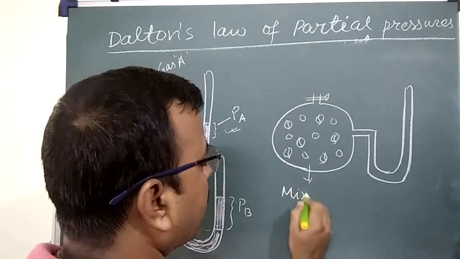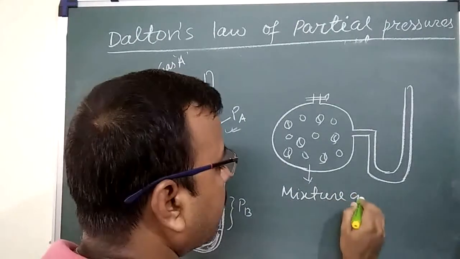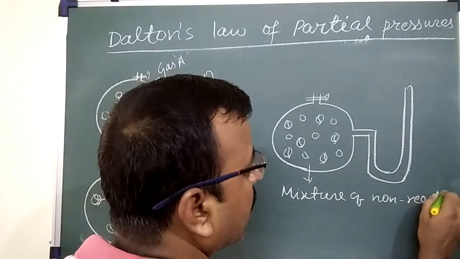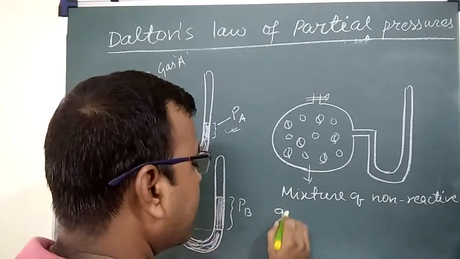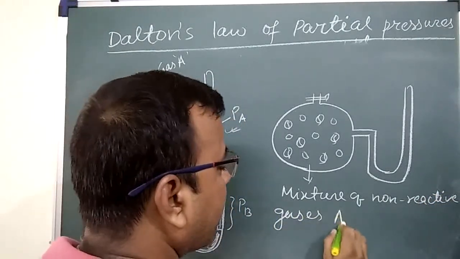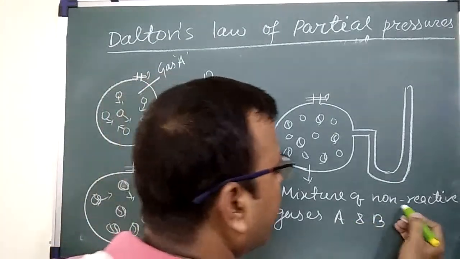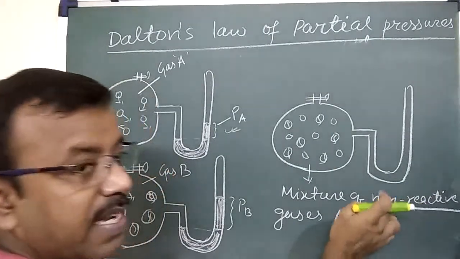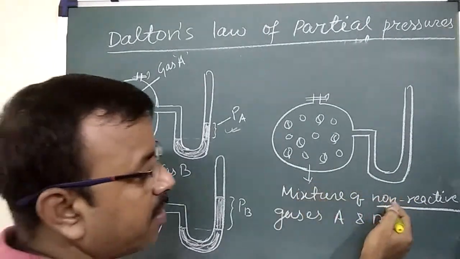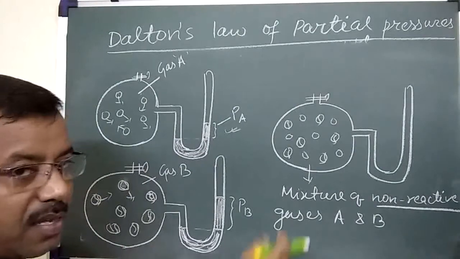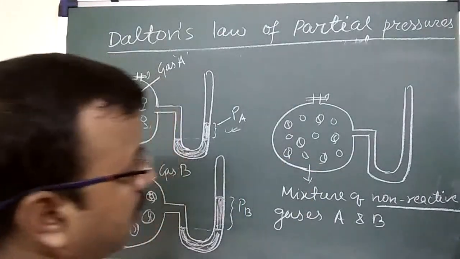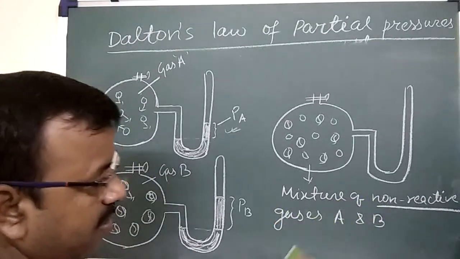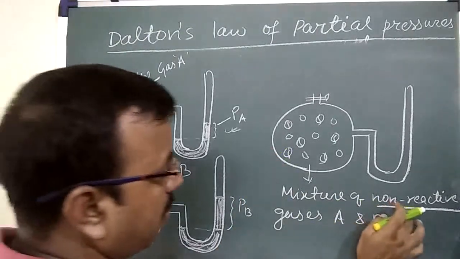Now here you see, a mixture of non-reactive gases A and B. So this is a very important condition. Gases must be non-reactive. You must add a mixture of non-reactive gases in the definition that I just left to write. So you must write in the definition: mixture of non-reactive gases. Here A and B are non-reactive.